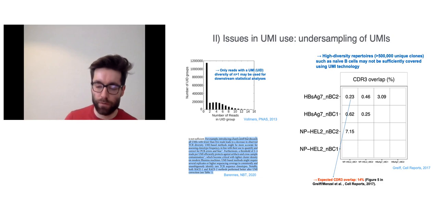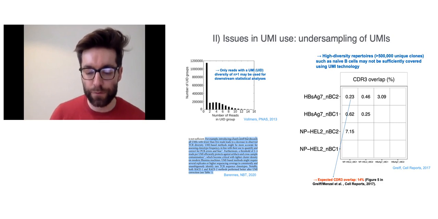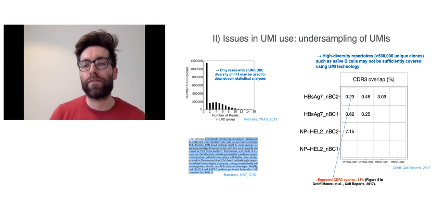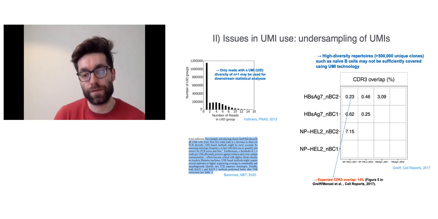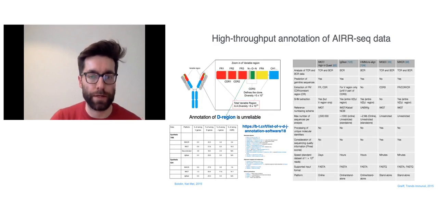So I think a takeaway for UMI is if you have a very low sequence diversity, then UMI is good. If you want to look at the diversity of an entire repertoire, then you would have to over-sequence so much that it's economically almost not feasible at this stage. Yes, so this is something really to keep in mind.